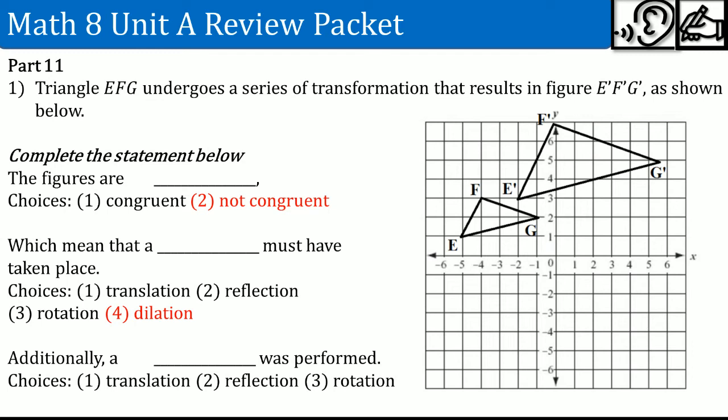Okay, that means, so what else needs to happen? From E to E prime, we have to actually move that object. So a translation would also occur. So we would say that a translation also occurs. Because you have to move the E to the E prime before you dilate it. So there you go. You would say it's not congruent because of the dilation, and in addition, a translation was also performed.